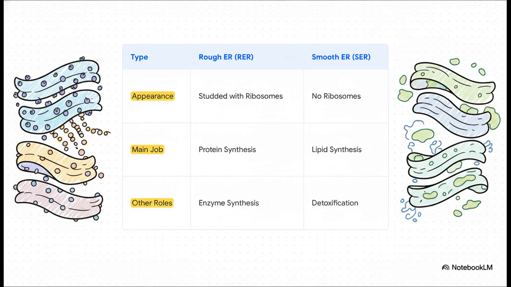It's got two parts. You have the rough ER, and it's called rough for a simple reason. It's covered in little bumps called ribosomes. And since ribosomes are basically tiny protein factories, the main job of the rough ER is, you guessed it, making proteins.